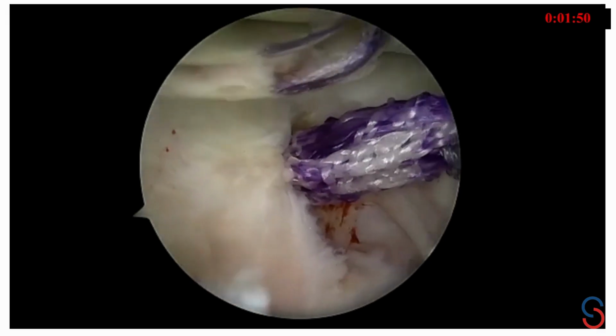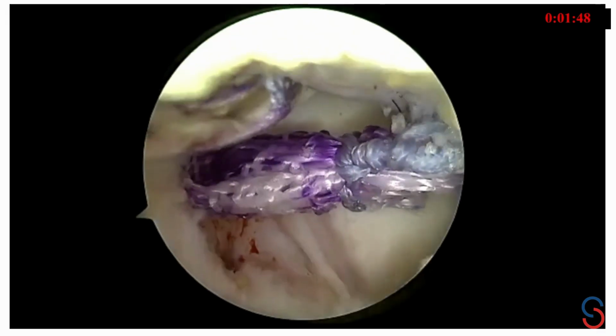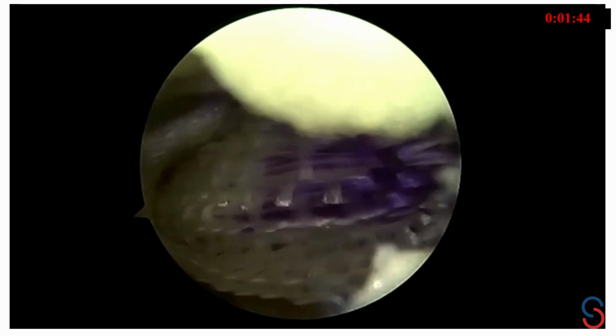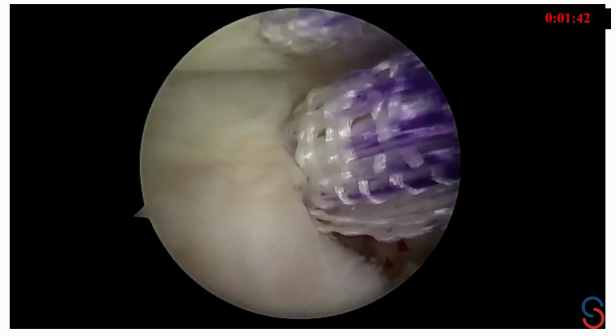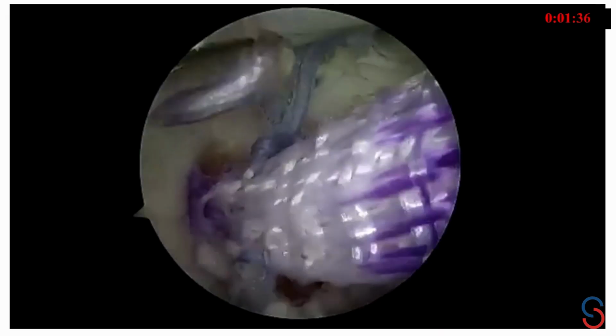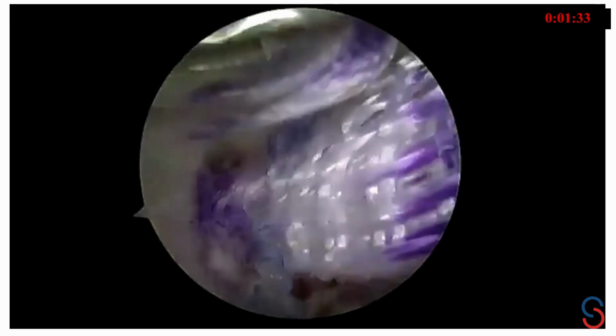I will then make a tunnel in the footprint of the femoral side and then introduce the ligament in this fashion. I will introduce the ligament through one of the portals. I am introducing it through the posterior lateral portal. The ligament with the button goes and sits into the tunnel which I have made in the footprint of the femoral side. Once that is done, you have the two limbs along with the central portion intra-articular.